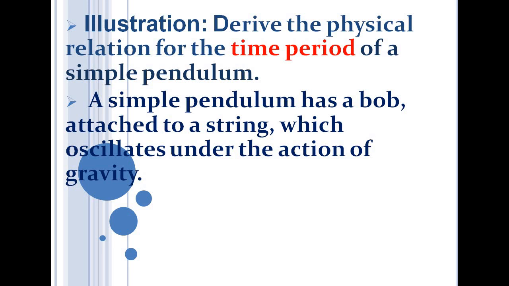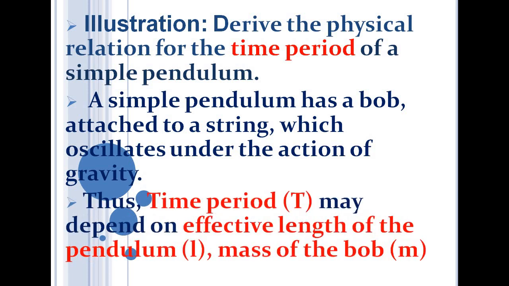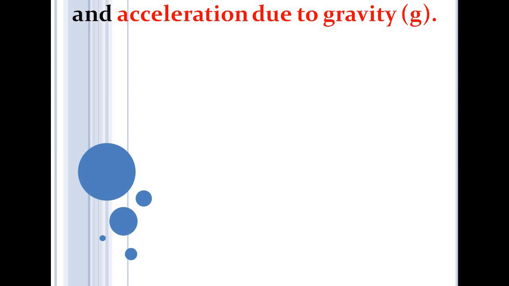Let's begin with the definition of the simple pendulum. What is a simple pendulum? In fact, a simple pendulum has a bob attached to a string which oscillates under the action of gravity. So on the basis of this definition, we have some ideas about the time period. Time period may depend on the effective length of the pendulum, mass of the bob, and acceleration due to gravity.